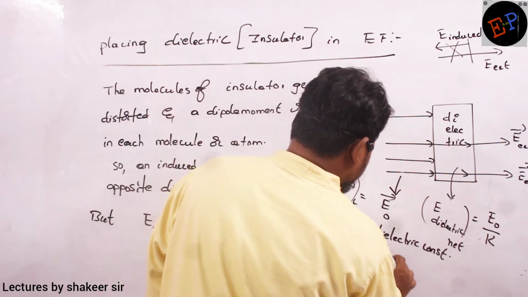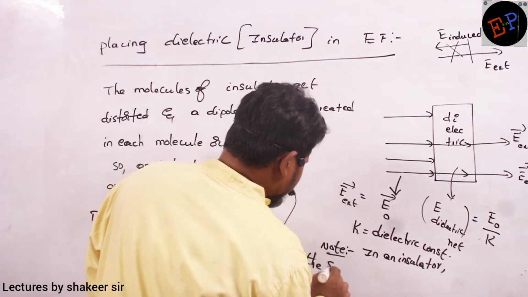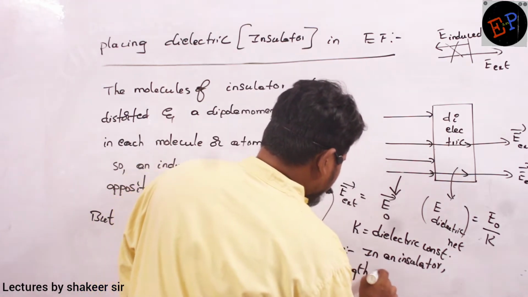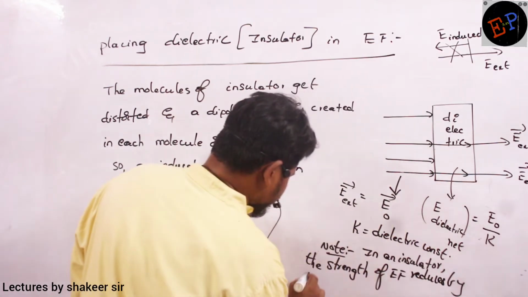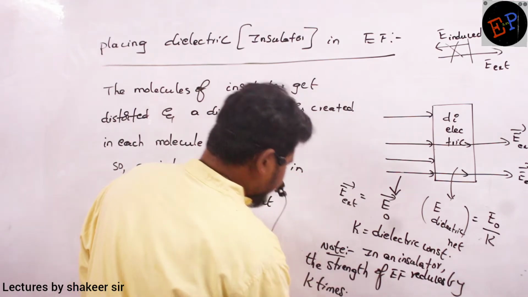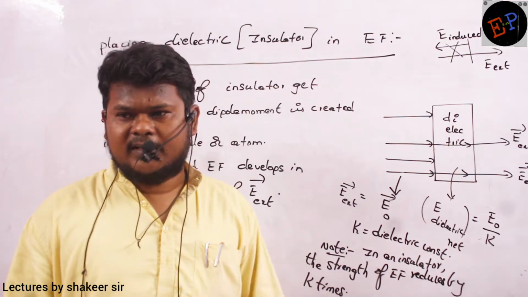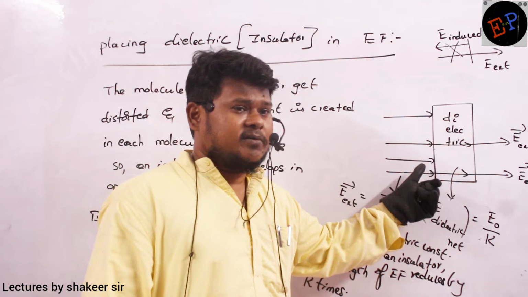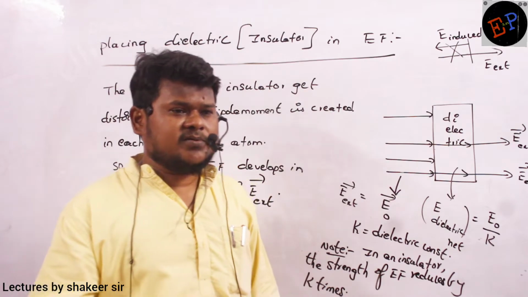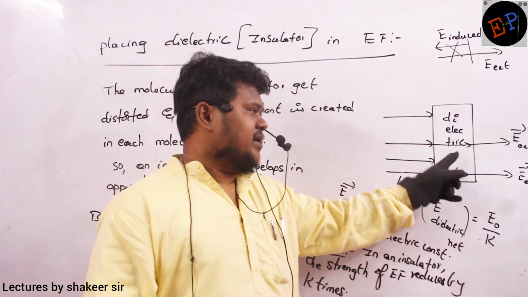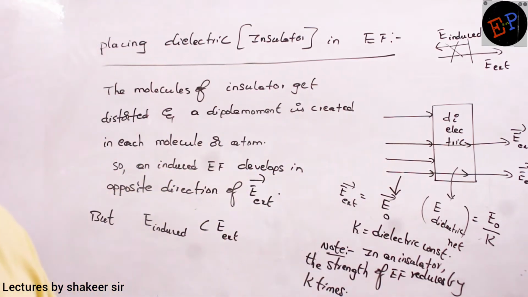Or I can say, what is the note point I have to write? In an insulator, the strength of electric field reduces by K times. Are you able to understand, ma, what is happening? Why electric field strength is reducing, you have understood, no? You understand why it reduces, right? Because some of the induced electric field cancels the external electric field and electric field reduces. How many times it reduces? It reduces by K times. And what is meant by K? K is called the dielectric constant of this material. Is it clear? That's it. Make a note up to here.